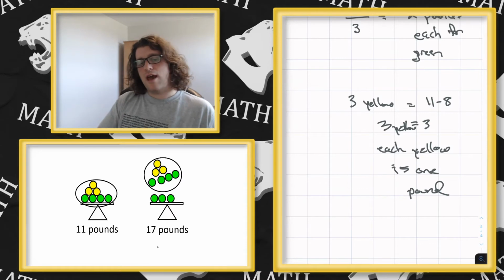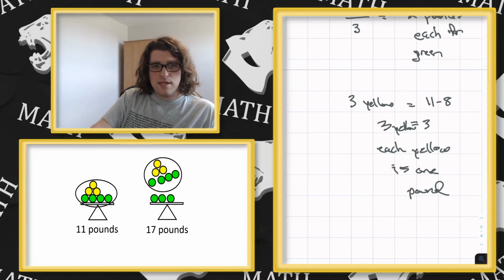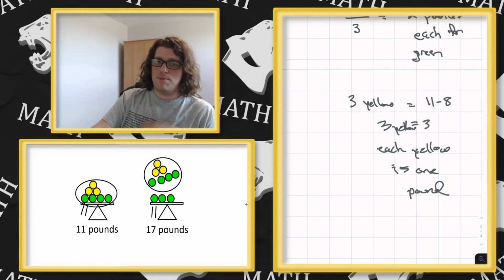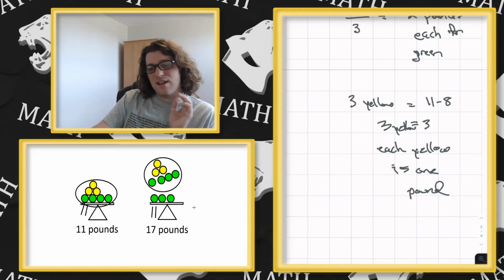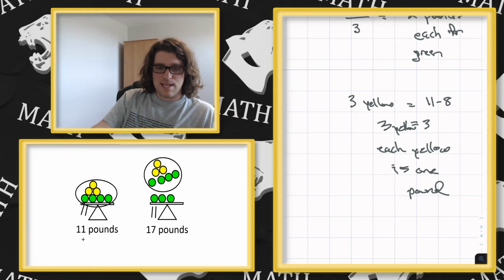Now, why can we do that? We can do that because this collection of stuff that we don't know is equal to 11 pounds. And this collection of stuff that we don't know is equal to 17 pounds. So those are equivalent things. And because of that, if I take away this amount here, it's the same thing as saying I'm taking away 11 pounds. Now, again, you might say, what the heck is he doing this for?